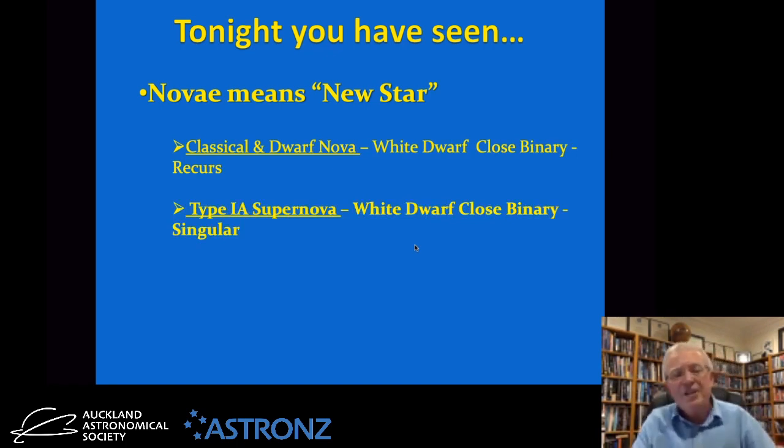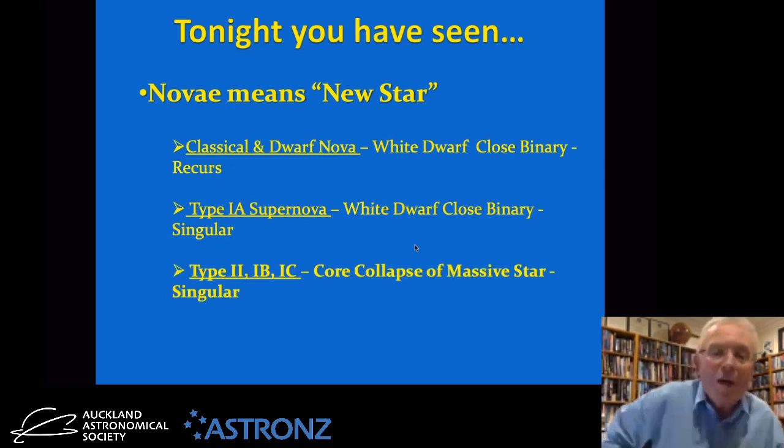A type 1a supernova is, once again, a white dwarf in a close binary system. That's when the mass reaches that critical level of 1.4 solar masses, goes boof, and the whole star gets blown apart. It's catastrophic, so it's a singular event. It only happens once, and that's the end of that white dwarf.